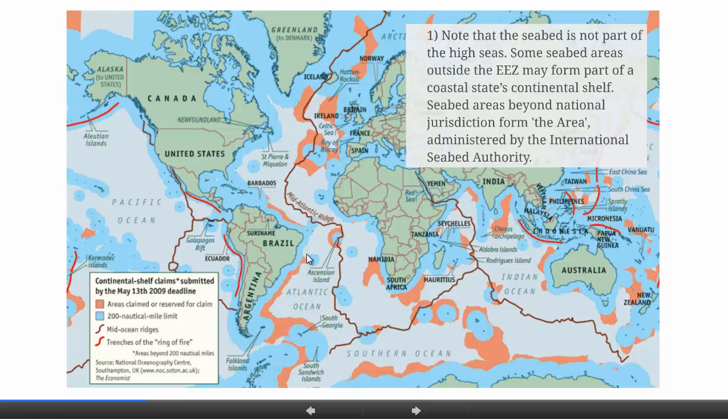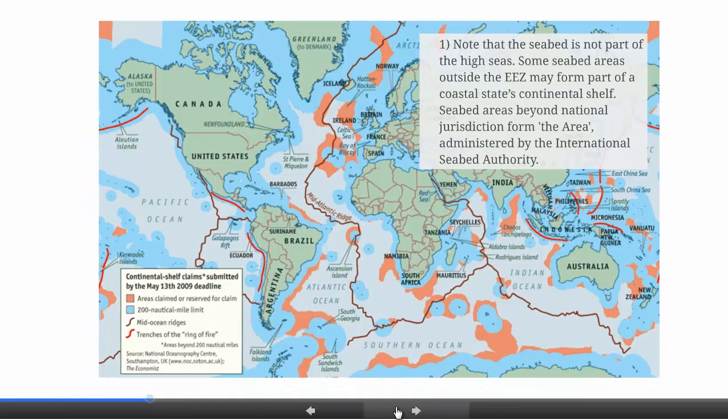in this map. Further, the area in beyond national jurisdiction, or simply the area with a capital A, is administered by the International Seabed Authority, at least as among parties to the Law of the Sea Convention. Those provisions regarding the International Seabed Authority are obviously not binding on non-parties, such as the United States of America. So that's the first point to note.